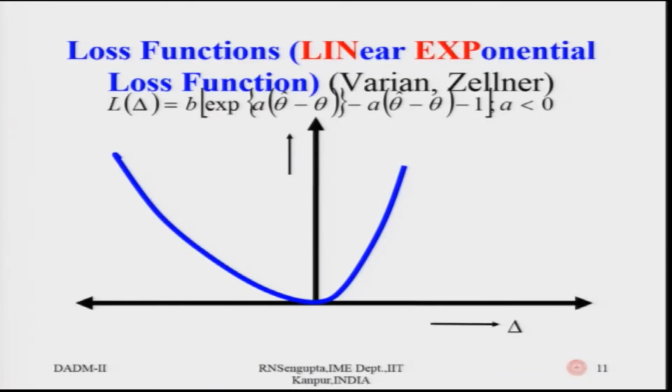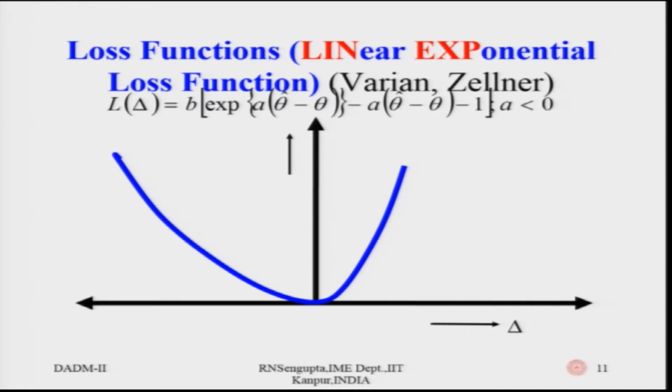The second term from expanding the exponential part would be a into theta hat minus theta in the numerator divided by 1 factorial in the denominator. Again, that cancels out with the second term given in the Linex loss function. The third part in the expansion of the exponential part is plus a squared into theta hat minus theta whole squared, in the numerator divided by factorial 2, and it will continue.